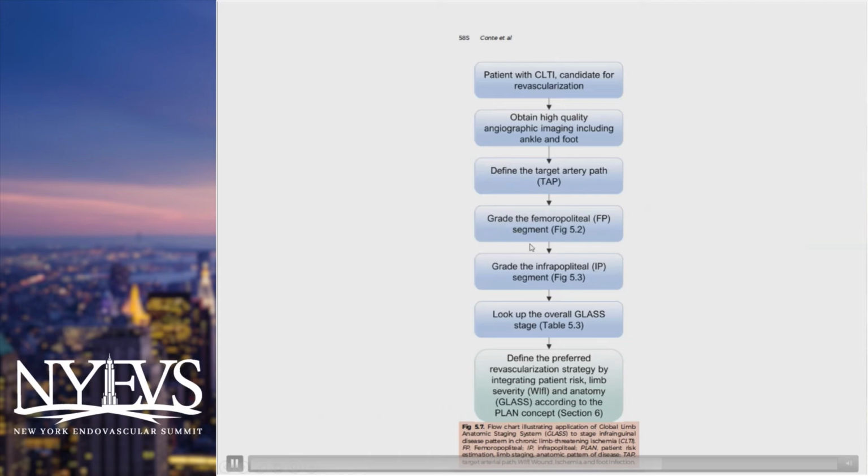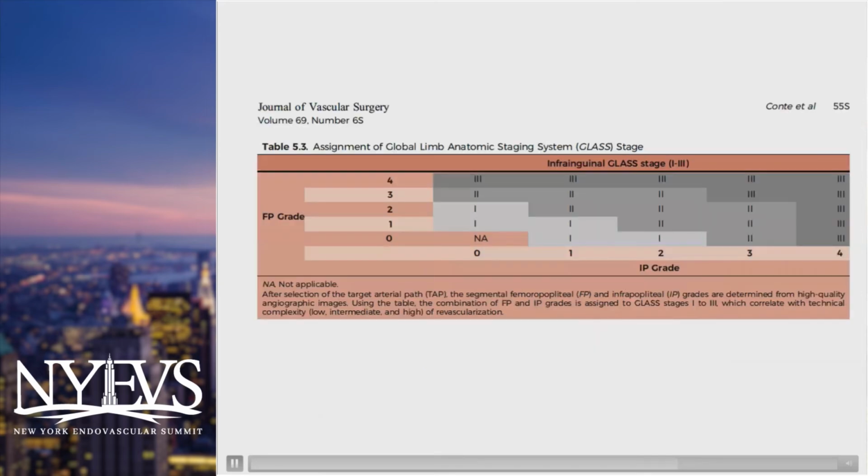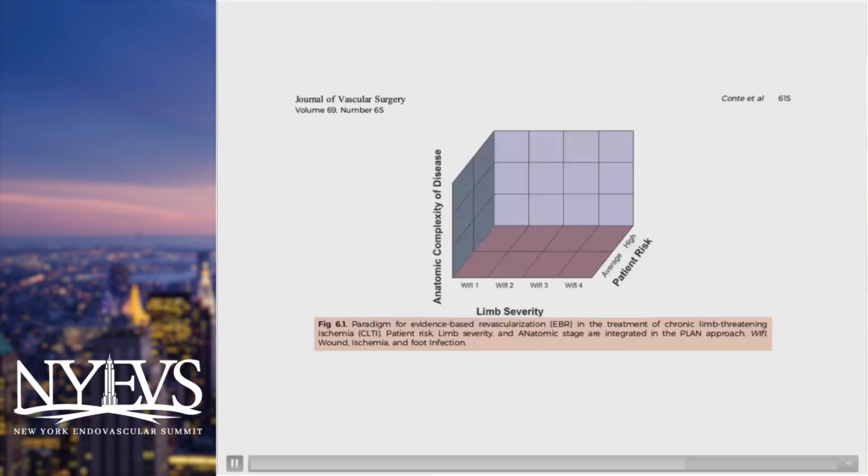what path are you going to take to establish flow from inflow to outflow. Then there are components to it: you grade the FemPop segment, grade the InfraPop segment, and then put it into a scoring system called overall limb stage. For aortoiliac, they only give 2 classifications, 1 and 2. But then for FemPop and infrainguinal, this is the grading system, the stage, that you have to apply to the patient.